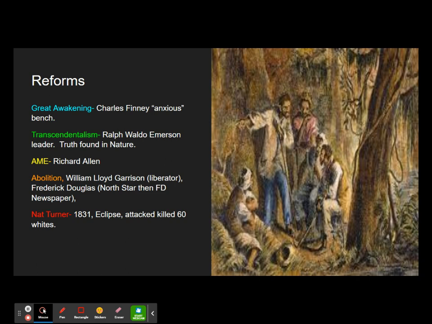When Frederick Douglass escaped slavery, he was a big reader of The Liberator. He teamed up with Garrison, but eventually broke away and founded his newspaper called the North Star, then changed it to the Frederick Douglass newspaper to show that black people can have a paper named after them.